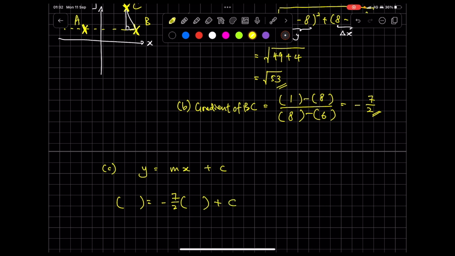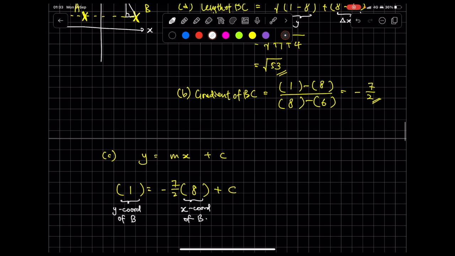Okay, I want to find c. So what do I sub in for the x and y? Okay, what I'm going to do is I'm going to take the coordinates of B and sub in. So coordinates of B is 1, 8. Okay, so this is the y coordinate of B. This is the x coordinate of B.